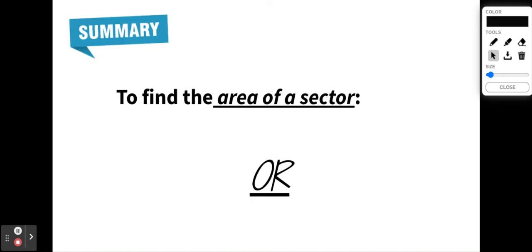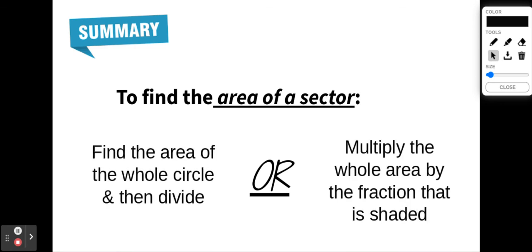Okay, let's go to our summary, kind of summarize what we saw today. So when we found the area of a sector, we had 2 ways of doing it. In your summary, I only want you to write the way that you prefer. So we could either find the area of the whole circle and then divide. And if you liked that process where you divided, remember, you just have to keep in mind if there's more than one part shaded, you have to duplicate your answer.